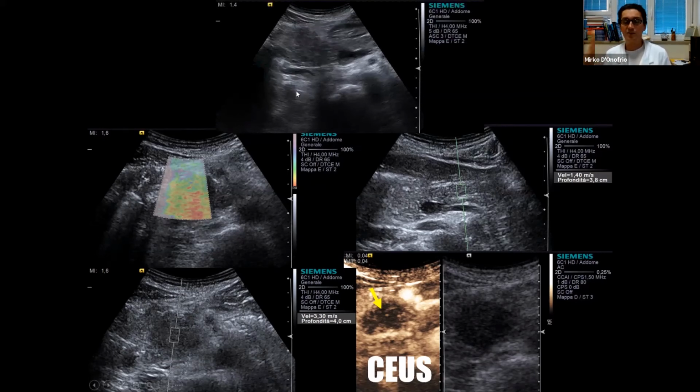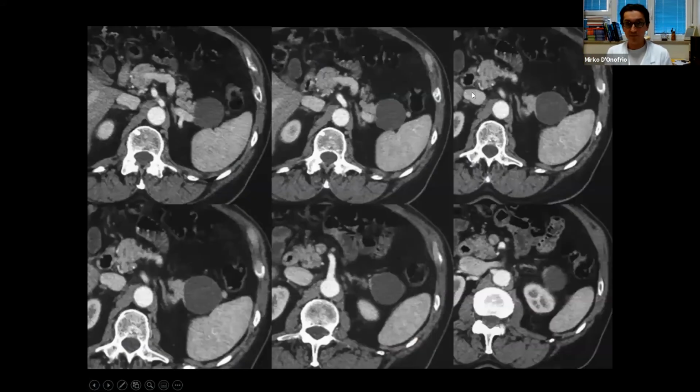In fact, you can see with elastography a stiff area that is really stiff with respect to the rest of the pancreas, with no dilation of the duct, and this area is markedly hypoenhancing after contrast injection, and it was a ductal adenocarcinoma in the end.